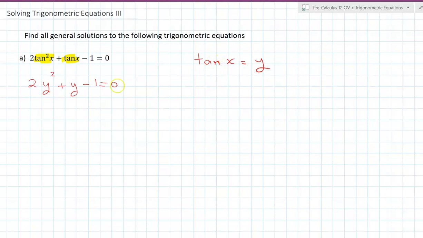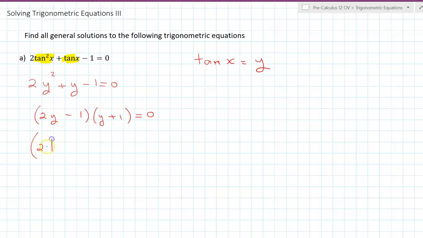Okay, and you know how to solve this quadratic. How would you solve this quadratic? You can use the quadratic formula, or you can do factoring. But I think you're pretty good at factoring, so you can factor that to 2y minus 1, and the next one will be y plus 1, and set that equal to 0. And then you can go ahead and solve, right? And that's exactly what we're going to do. So in this case, y is your tan x. So we can replace that.